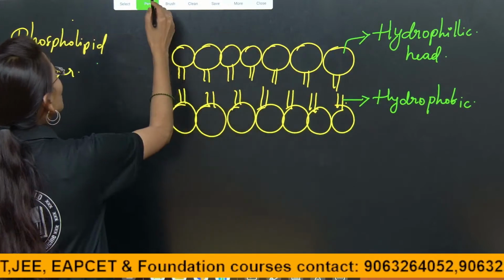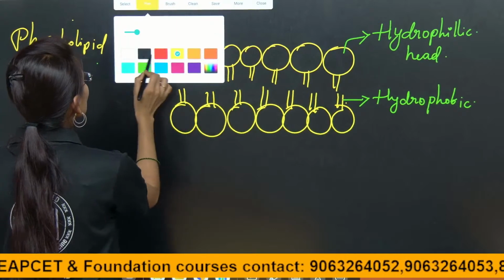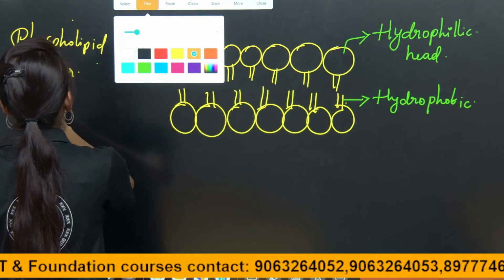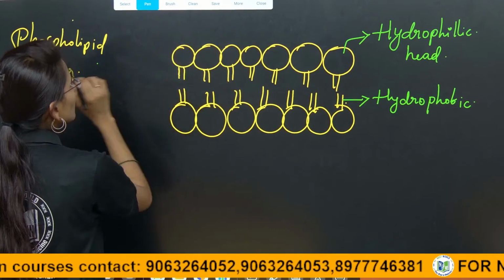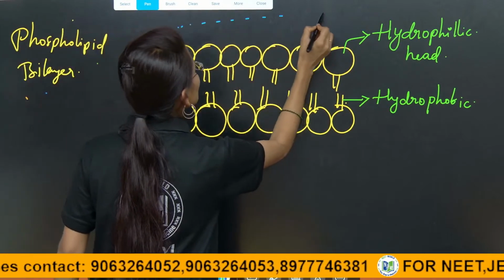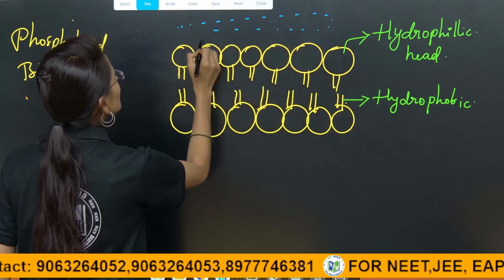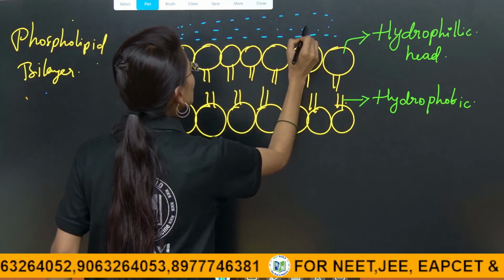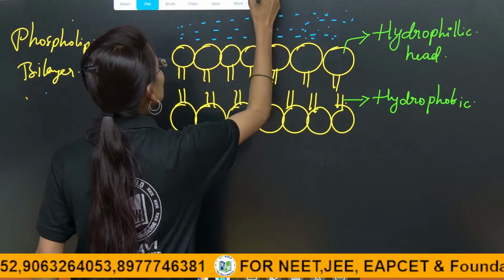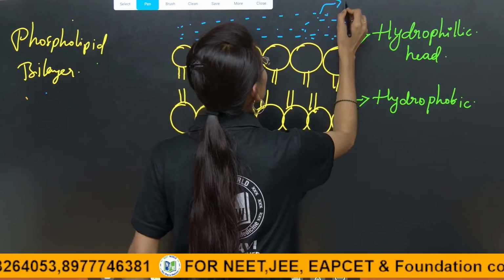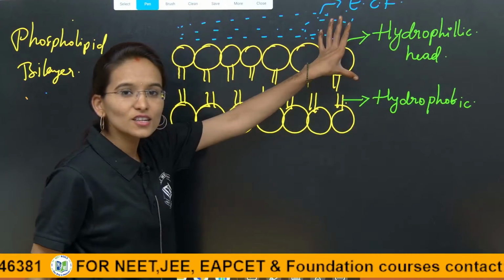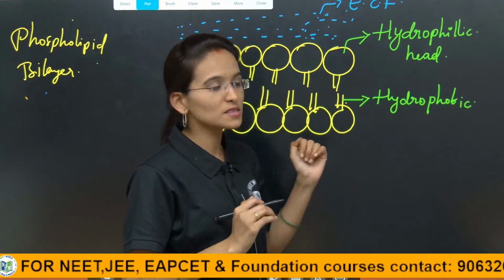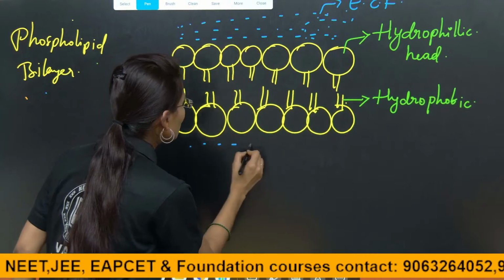Now here, this is the extracellular fluid which is present outside the plasma membrane. This is the extracellular fluid, I am writing it as ECF. This is the extracellular fluid which is present outside the plasma membrane, and here we have what, children?